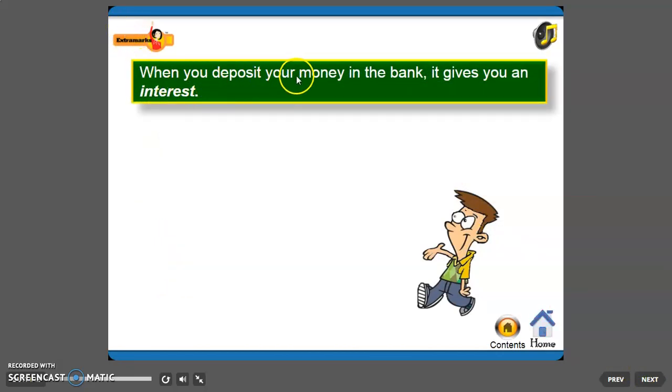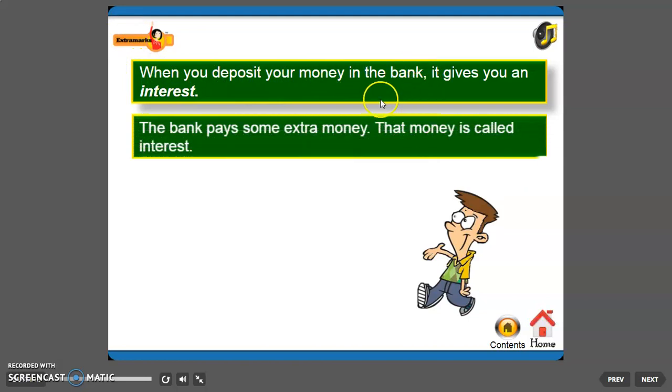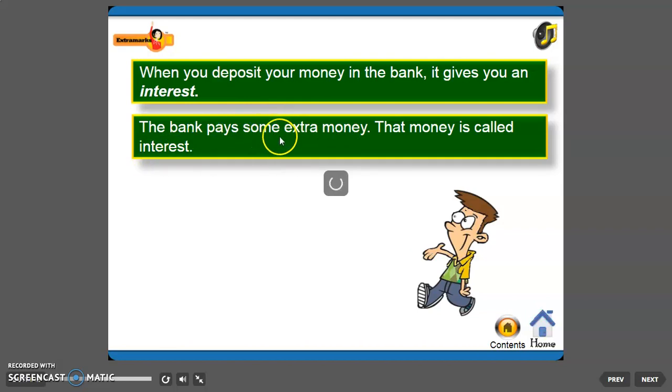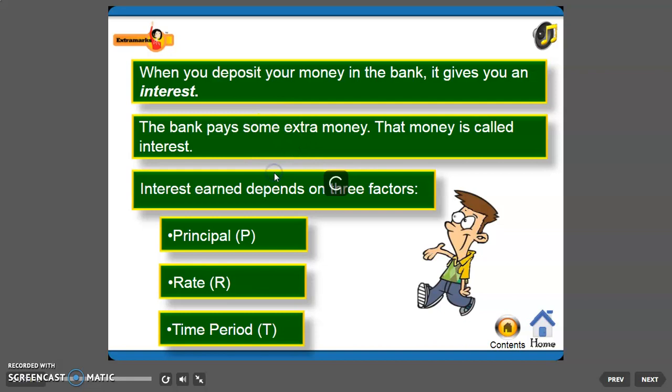So this extra amount is called interest. When we deposit our money in the bank, it gives us interest. This extra money is called interest. The bank pays some extra amount for us. This is called interest. So interest here depends on three factors.